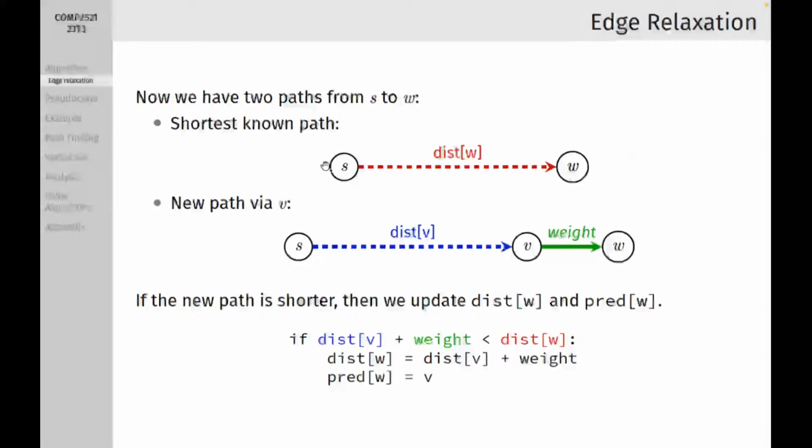So what we want to do is check if this new path that we've found is shorter than the currently known path. So if dist V plus weight is less than dist W, so if the length of the new path is shorter than the length of the currently shortest known path, then we update our distance. We update the distance to W to dist V plus weight, because we found a shorter path. And we update the predecessor of W to V, okay? Because now we found a shorter path from S to W, and the predecessor of W on this path is V.